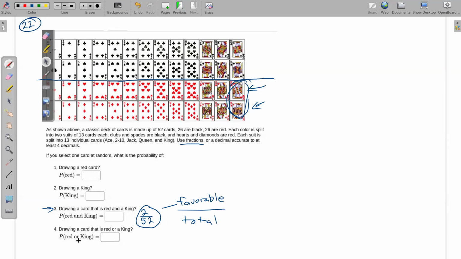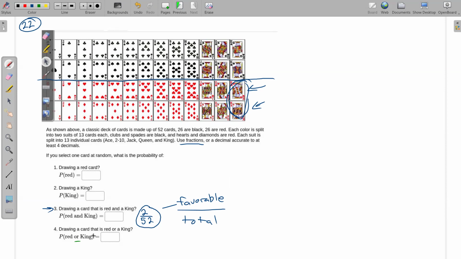The next question says red or a king. Now, in regular language, when we say or, it's exclusive. Like if my wife says, hey, for dessert, you can have cake or ice cream. She means if I choose cake, I can't have ice cream. If I choose ice cream, I can't have cake.